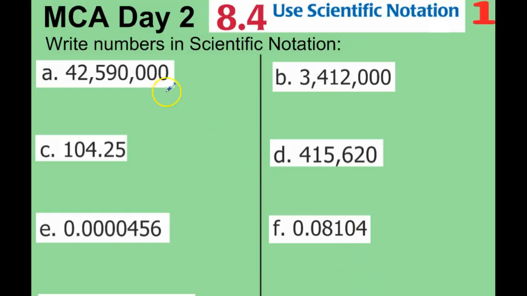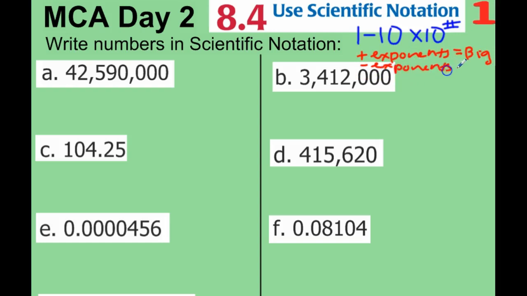First, we're going to look at writing in scientific notation. So we want a number between 1 and 10 times 10 to the power of some exponent. Now, one thing I would tell you here that might be helpful to write down is that your positive exponents are for big numbers greater than 1, and our negative exponents are for small numbers less than 1.